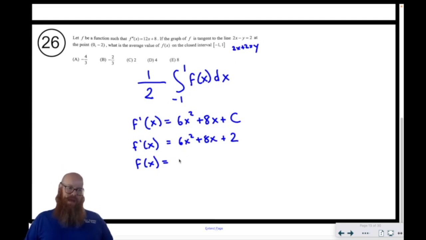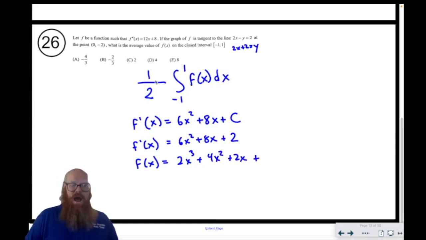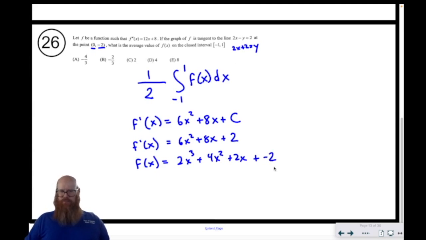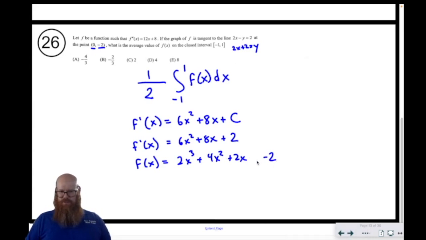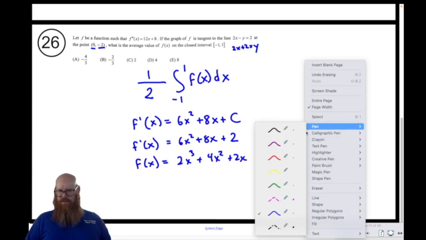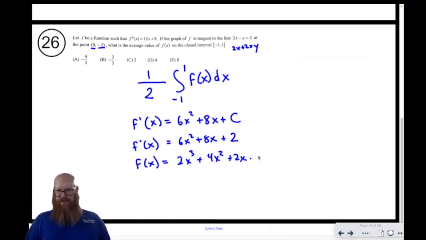So now we have 2x cubed plus 4x squared plus 2x plus another c. But I know when I plug in 0, I get negative 2. So I'm just going to put a minus 2 here. Never mind, I'll erase it because that looks... So I have a minus 2 here. All right. Now I have f of x.